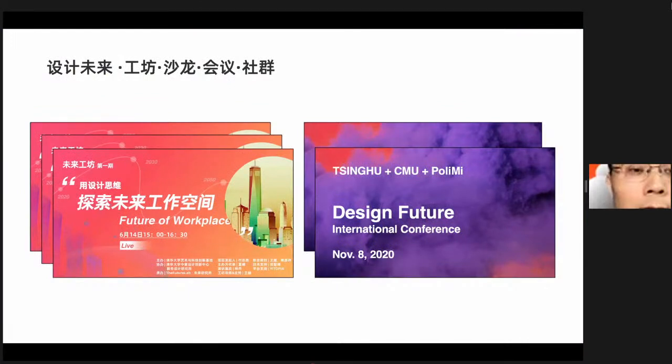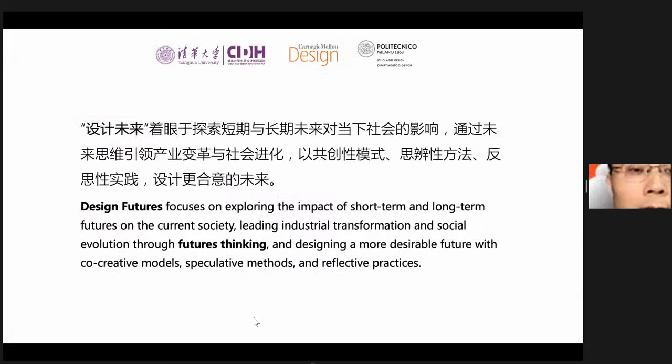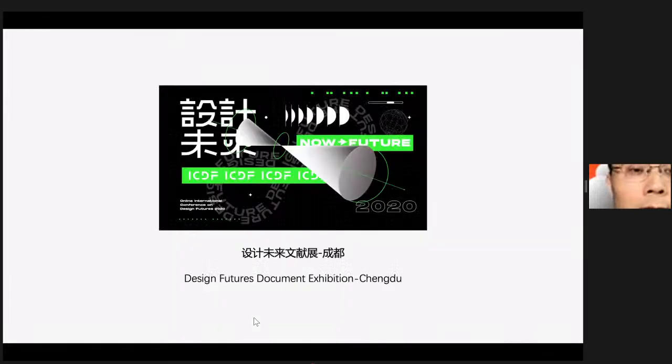So we want to further establish the community of design futures and to design a preferable future to cope with the uncertainties. In the coming weeks, we have another exhibition in Chengdu. Thank you very much.